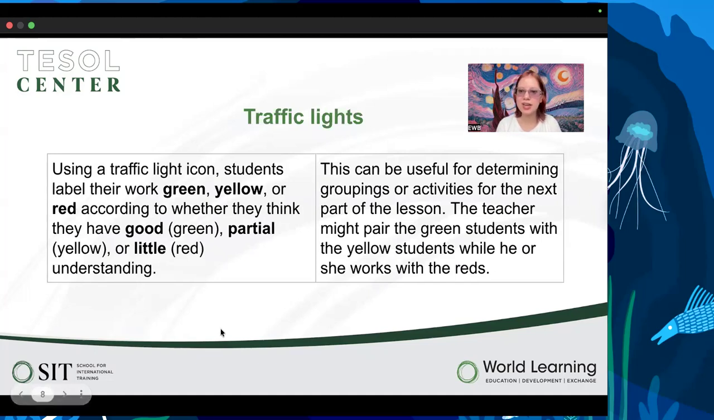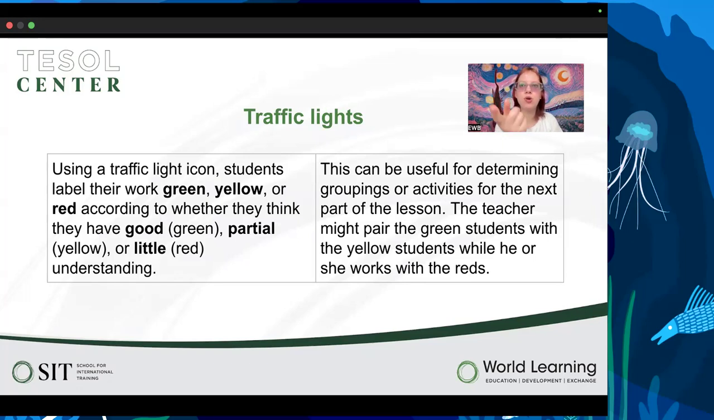Next is traffic lights. Aigerim was completely right in explaining how it works. Yes, this is a good and very, very simple technique. It's when students label with green something that they have understood well, something which they think is good. Then they label as yellow something that is partially clear for them, and then with red something that is not clear for them, or they have little understanding of that.